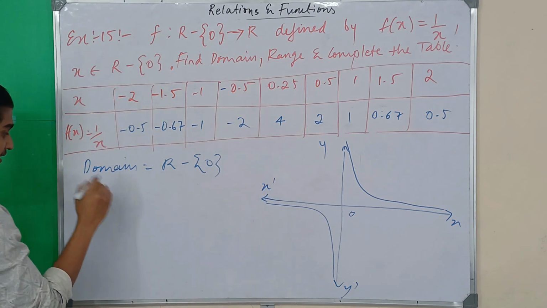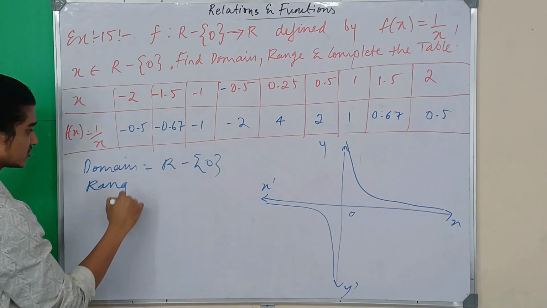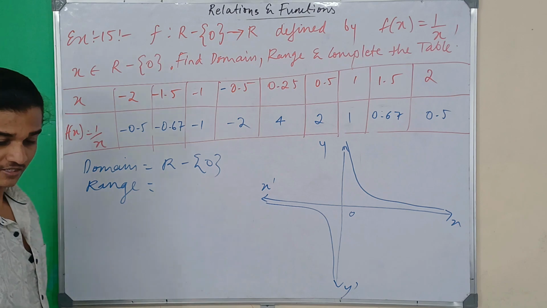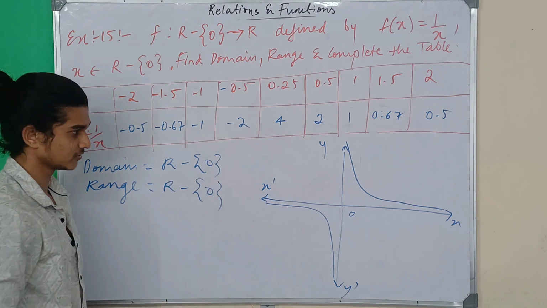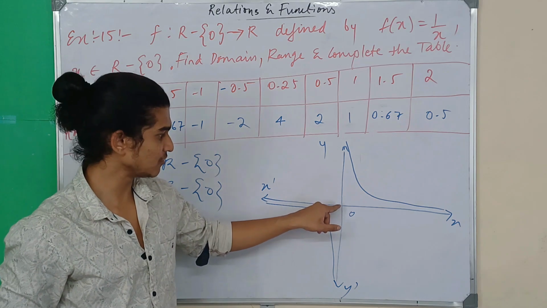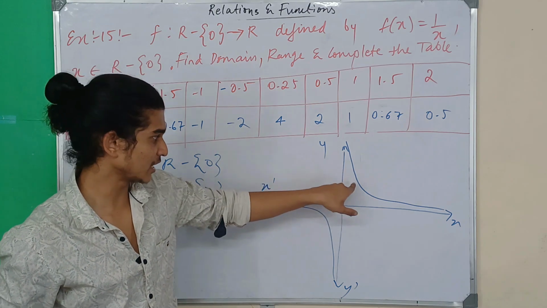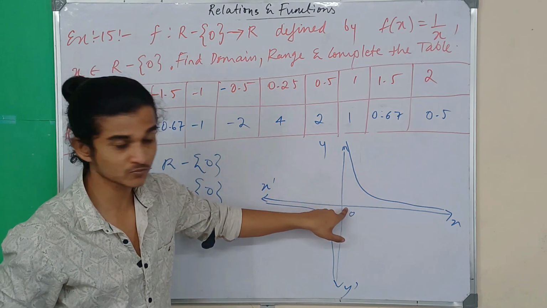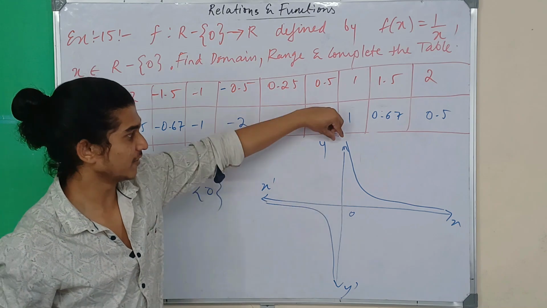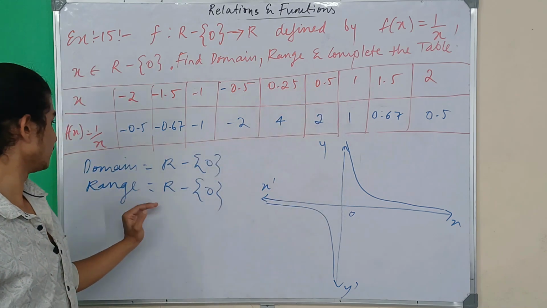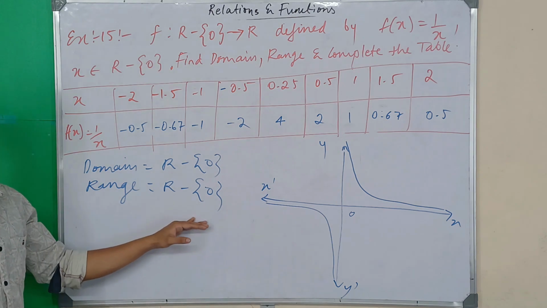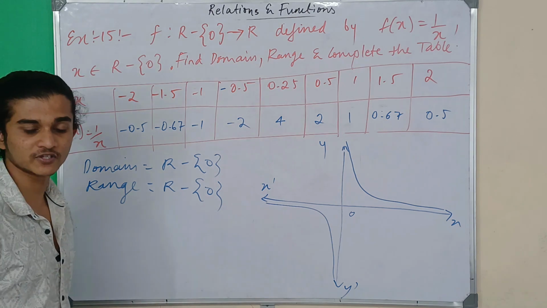And the next thing is range. We're supposed to find the range. For range, it is also the same thing. Why? Because we're never going to obtain the exact value of y. As you put smaller and smaller values of x, the y value is going to become larger and larger. Because of that, the range is also R minus 0. So this was this problem. Let us move on to the next one.